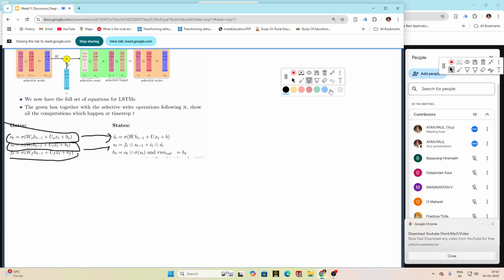Okay, so let me again erase this. Whenever we are applying this output gate, this is our st, that is the hidden state. Then we are applying this input state, so this is the thing. And whenever we are applying the output state, this is our output. We cannot explain like this, so again let me erase this.